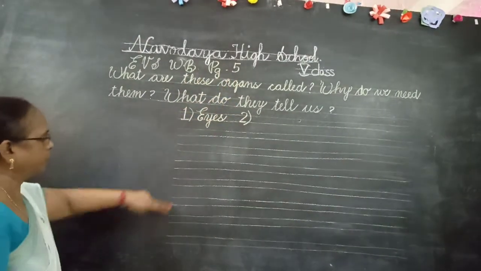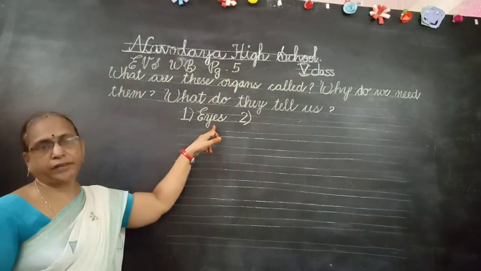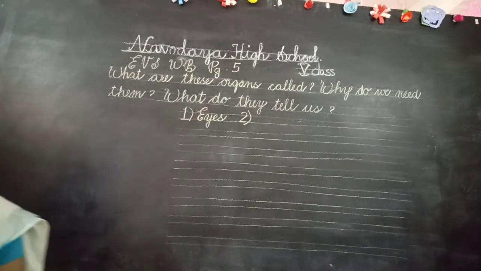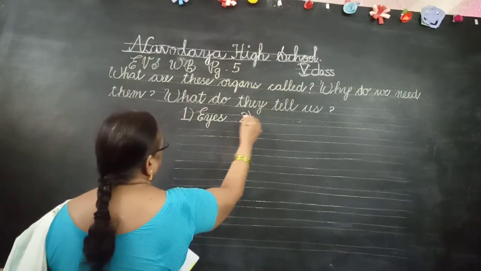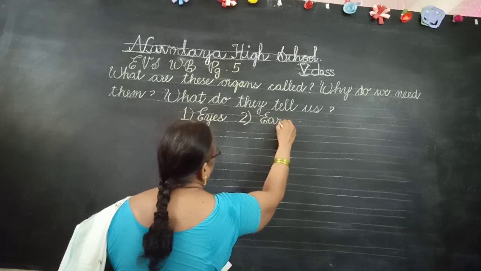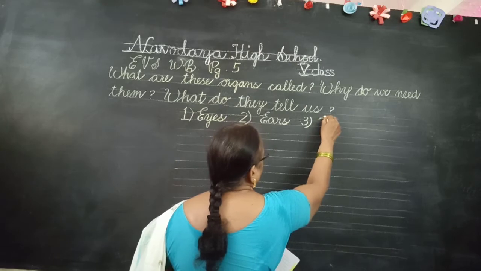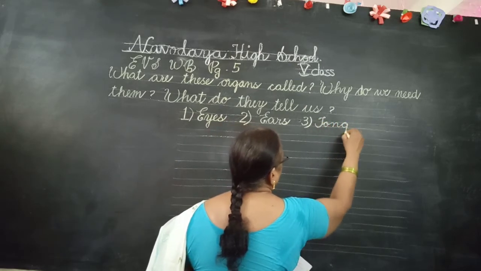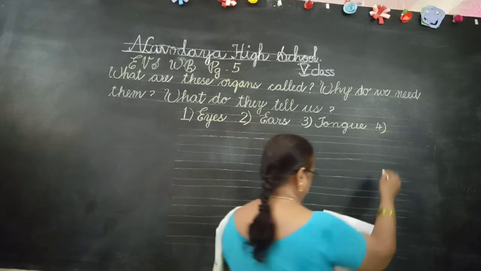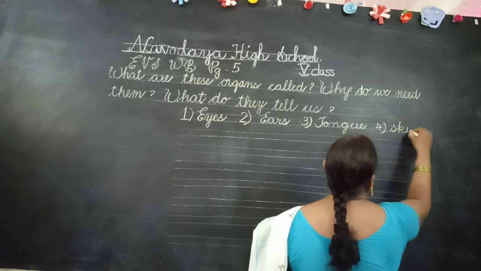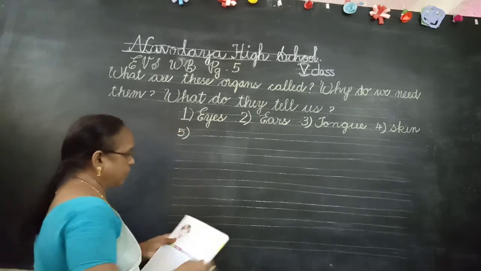Here is the place for the face figure. And the first question, you said already, first one is eyes. And the second one is ears, E-A-R-S, ears. Third one is tongue. Fourth one is skin. And fifth one is nose.